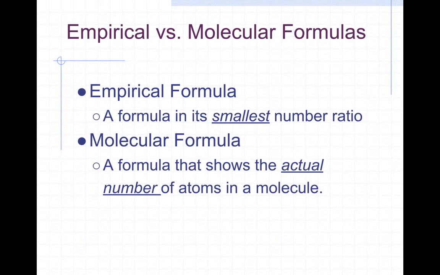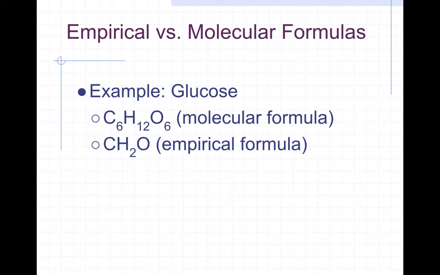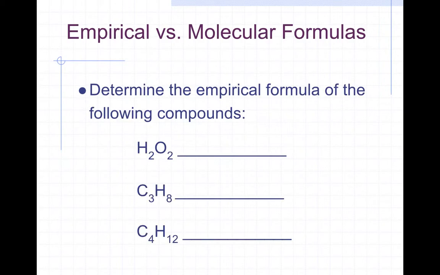Now, empirical and molecular formulas, the other new thing. So an empirical formula is just a formula in its smallest number ratio, whereas the molecular formula is a formula that shows the actual number of atoms in a molecule. Now, they could be the same thing, okay? So they don't always have to be two different ones. They might actually be the same. So here's an example. Glucose, C6H12O6, molecular, empirical, CH2O.